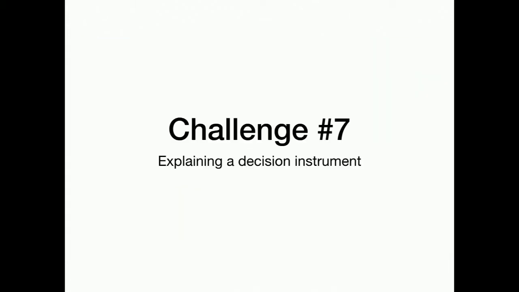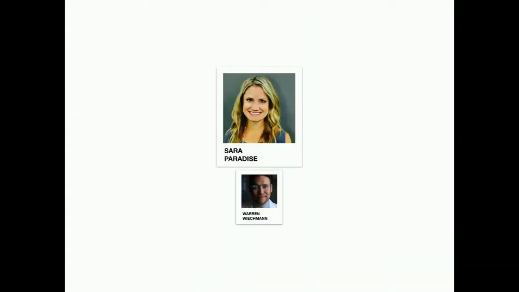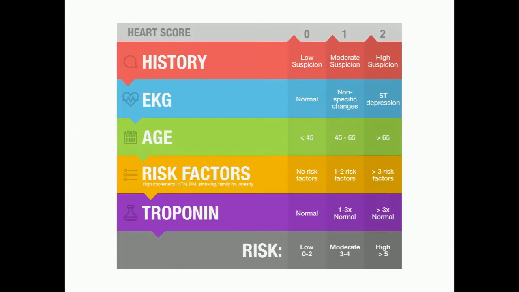All right, challenge 7 was taking the HEART score and making it interesting for our learners, taking a decision-making tool and making it a little bit more interesting. The way that Warren did this is kind of like a flowchart style. I'd encourage you to open up your PowerPoint or Keynote and see what different flowchart diagrams are available. You'd be surprised. A lot of the preloaded stuff is actually pretty cool, and you don't have to develop your own if you're not at that level yet.